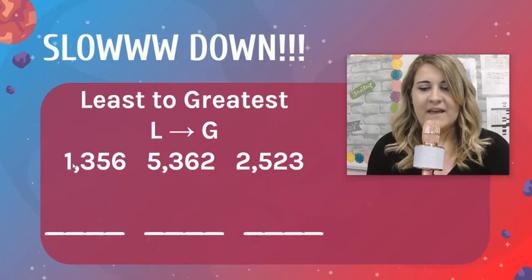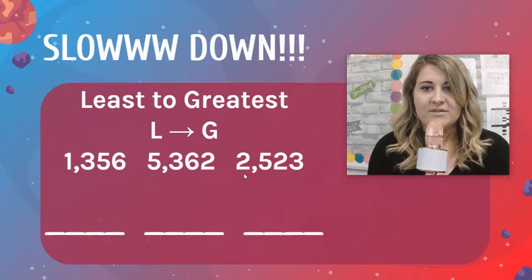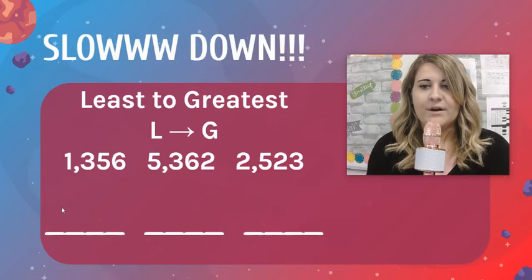We're only having to look at the thousands place because they're all different. And you're going to pick the number that is smallest out of the thousands place. We have a 1, a 5, and a 2. Which one of those is the least, the smallest? That's going to go first because we're going L to G. The 1, if you said the 1, you're right. So we're going to write 1,356 right here.